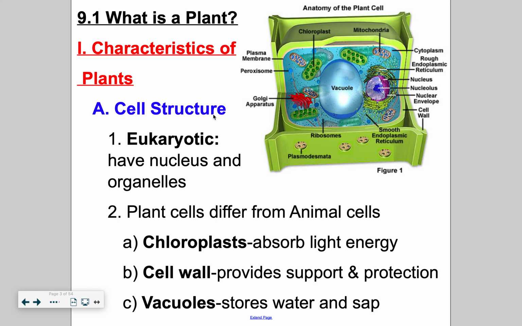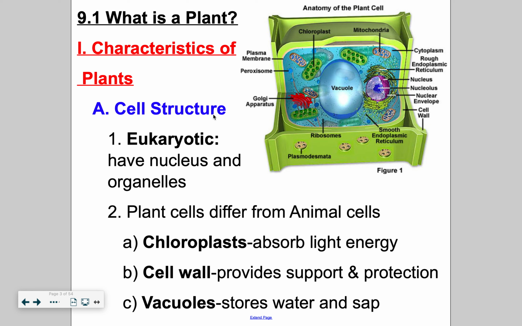So what is a plant? First off, cell structure. We are still eukaryotic here, okay? We started discussing the tree of life with bacteria, prokaryotes, archaea. Then we transitioned into protists and fungi. Those organisms are both eukaryotic. So now here we are with plants, again eukaryotic. They have a nucleus and organelles. They do differ from animal cells in a few key ways.